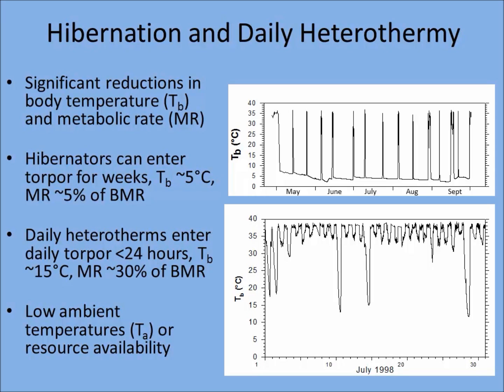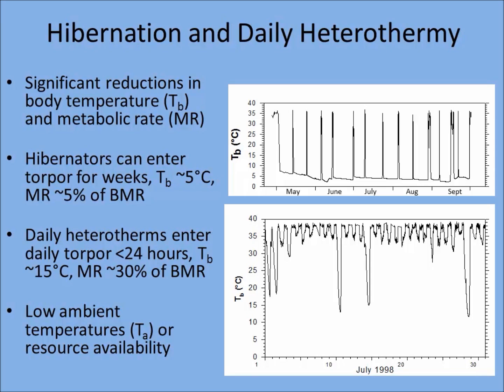Torpor can be defined as the significant reduction in metabolic rate and body temperature, and it can be divided into two main groups. Your first ones are your hibernators, which, as you can see from my first graph, a function of body temperature versus time, have a long hibernating season, which can last for many months. This is a mountain pygmy possum, and you can see that it spends most of its time with a decreased body temperature at around 5 degrees. Its torpor bouts last multiple weeks with short intermittent arousals back to normothermia.